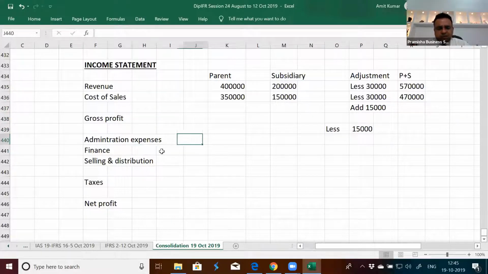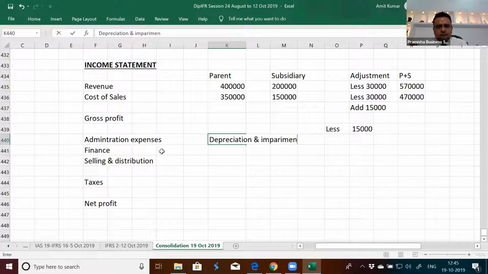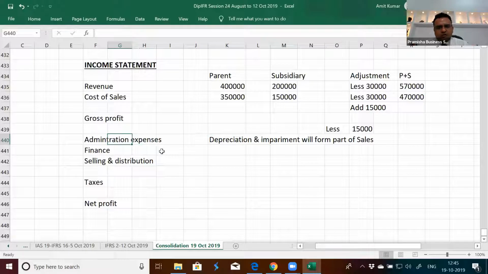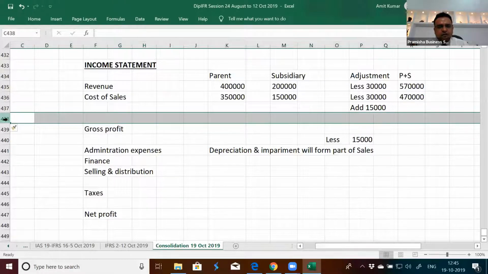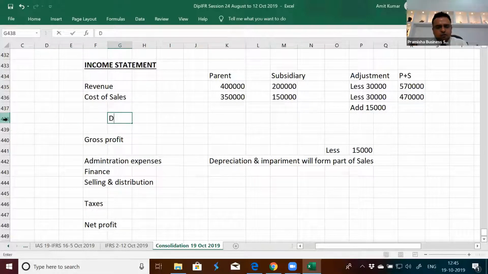In the admin expenses, the questions will be very clear that depreciation and impairment will form part of cost of sales. So in that scenario, it will not be forming part of admin expenses below gross profit, it will be forming part of cost of sales. The question may give you information that you need to include depreciation or amortization as part of cost of sales. We have to be very careful in reading it.